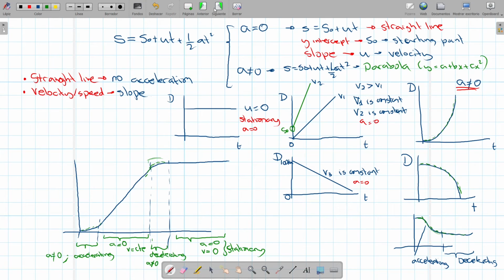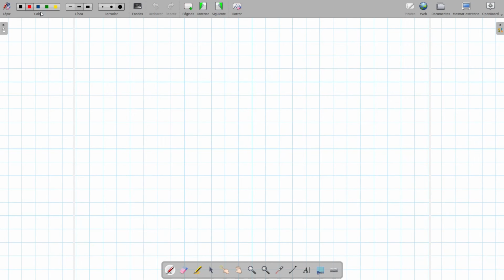And the last part that we can be asked in this type of videos, we could be asked about two types of velocity: the average velocity and the instant velocity. And the difference is very easy.